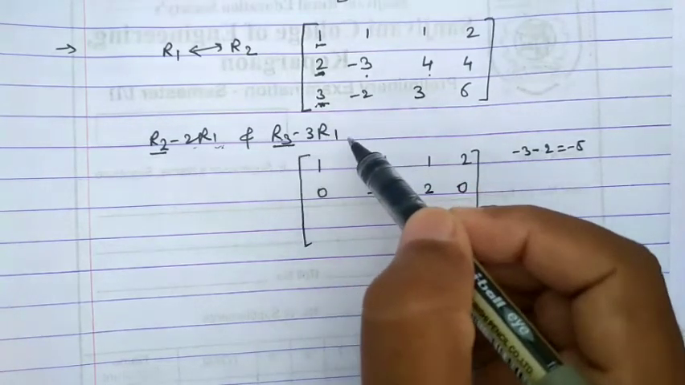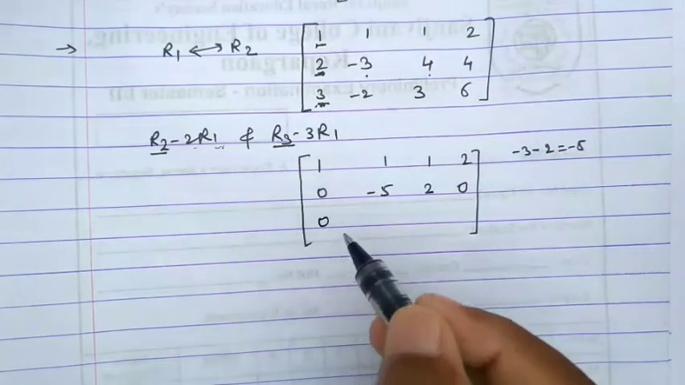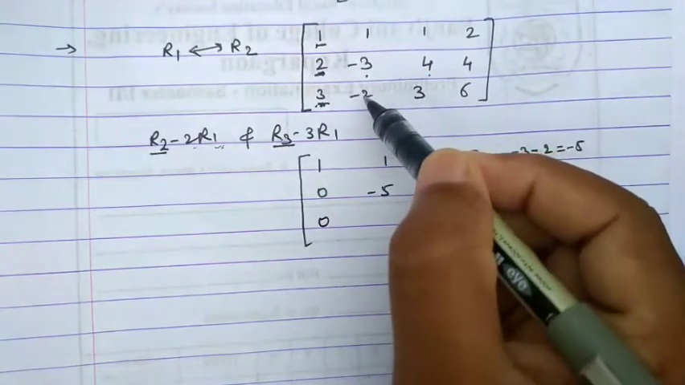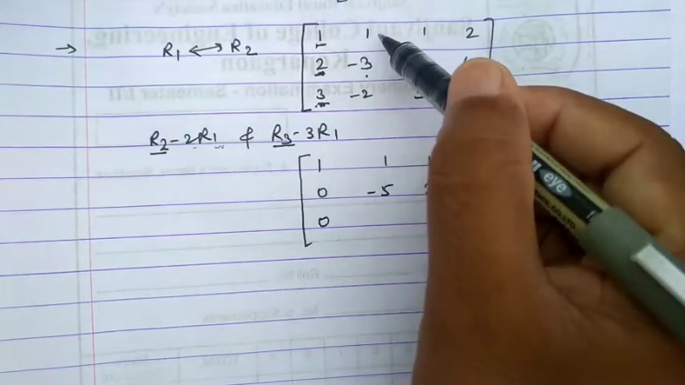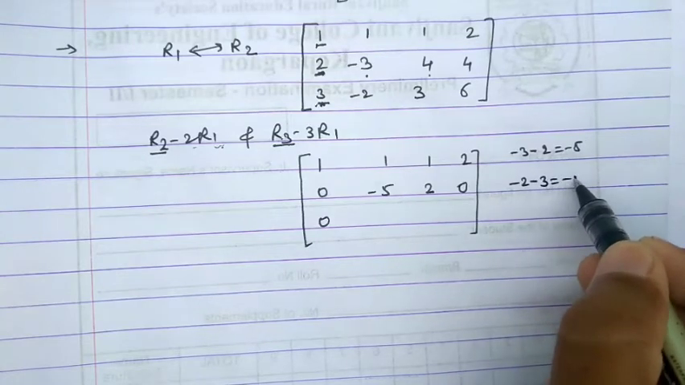Then see, R3 minus 3 times R1. 3 minus 3 times 1, so 3 minus 3 is 0. Minus 2 minus 3 times 1. So minus 2 minus 3 times 1 is 3. So you will get minus 5 again.